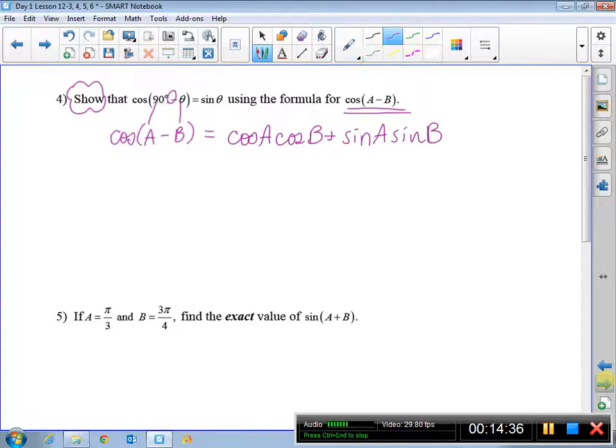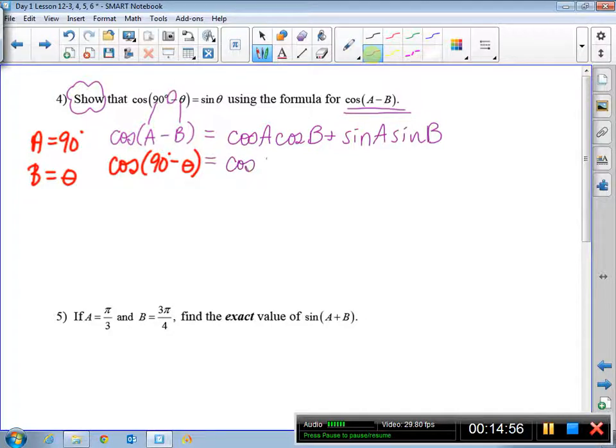Then figure out what you're actually finding the value of: cosine of 90 minus theta. So in this situation, the angle A will be substituted with 90 degrees, and the angle B, we will substitute in theta. So let's go all the way through. A is 90 degrees, B is theta.